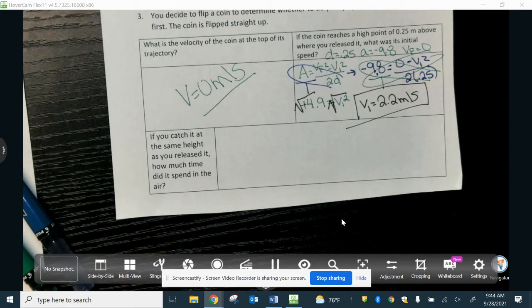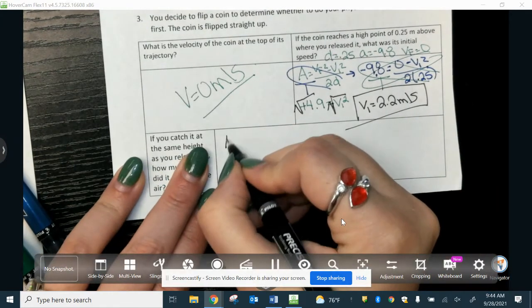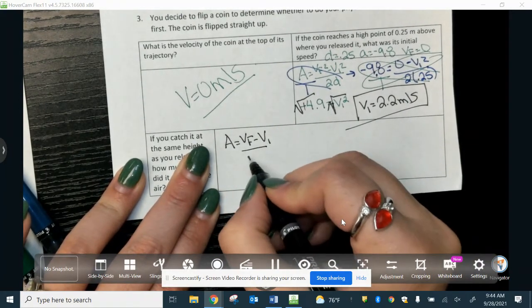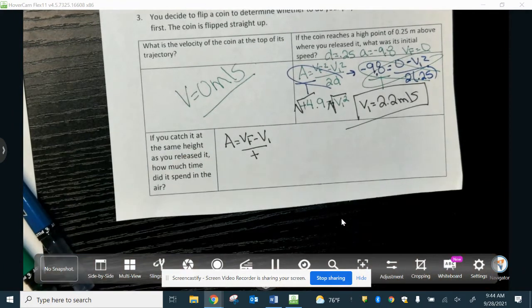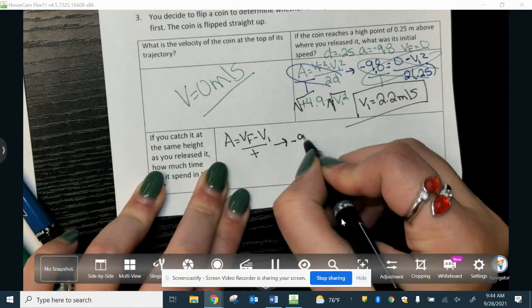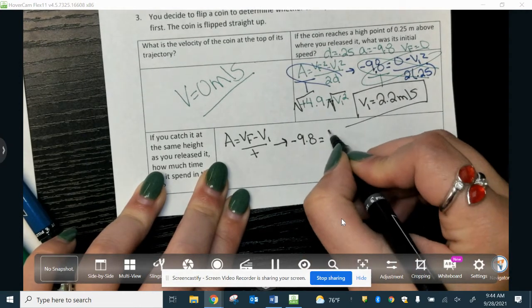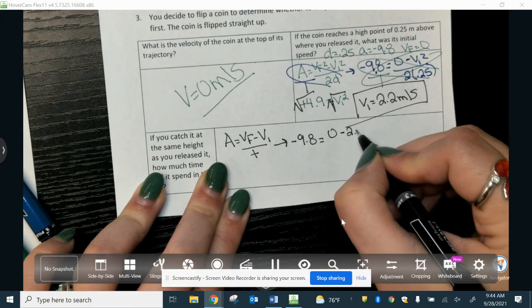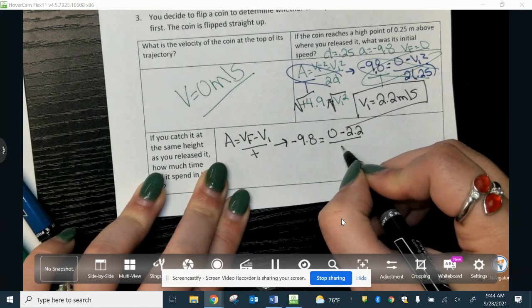So we want to find the total amount of time. We're going to do that by finding the time it takes to go up again, using A equals VF minus VI over time. Plug it in again. Negative 9.8 equals 0 minus 2.2 over time.